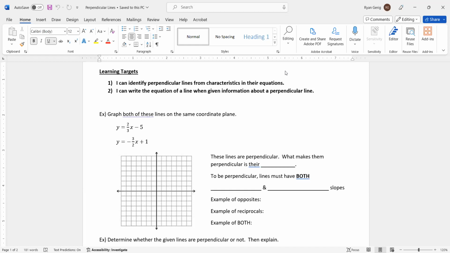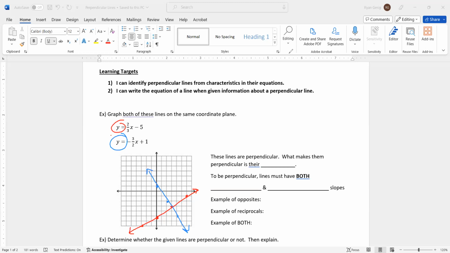So we're going to graph both of these, and you can probably guess what's going to happen. So 2/3 x minus 5, I'll do that one in red. So minus 5, up 2, right 3. And I'm going to do multiple uses of the slope to get more points. So that was this one. And I'll do this one in blue. Negative 3 over 2x plus 1. So plus 1. Down 3, right 2.